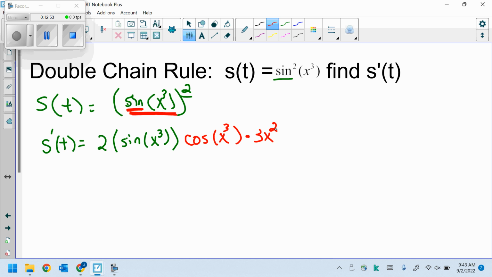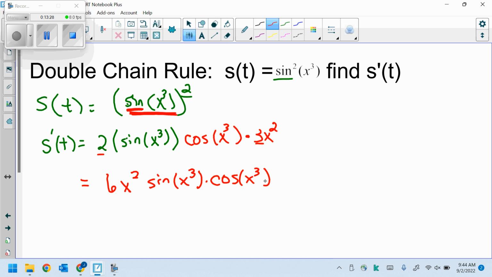Can you leave it like that? Well, technically it's correct. Me, I like coefficients out front, and I know that 2 times 3 is going to give me a 6 out there, and I'm dragging the x squared along. And then I've got sine x cubed and a cosine of x cubed. That double chain rule is something that you will see oftentimes on one of the first 10 multiple choice, no calculator questions on the AP exam.